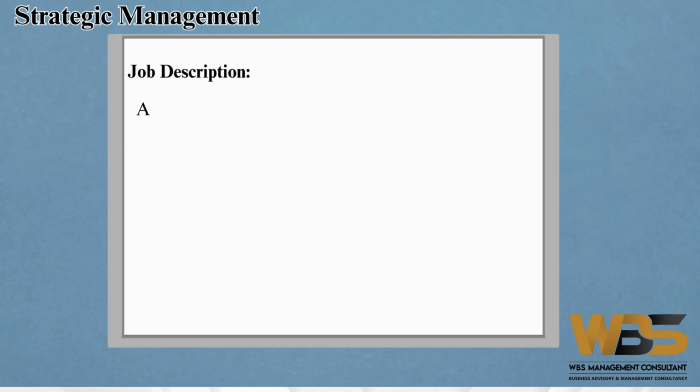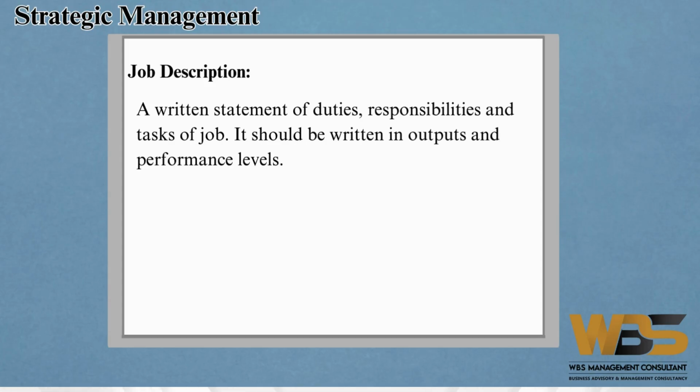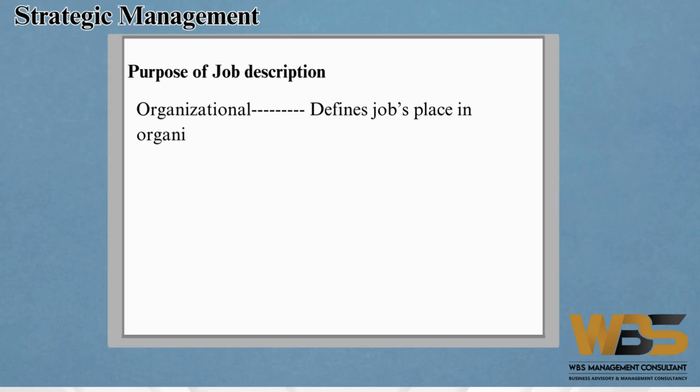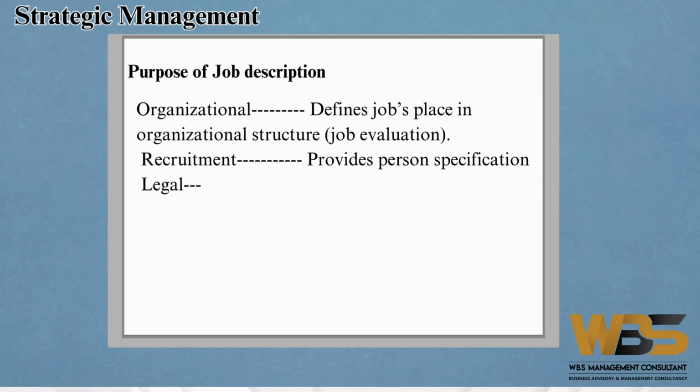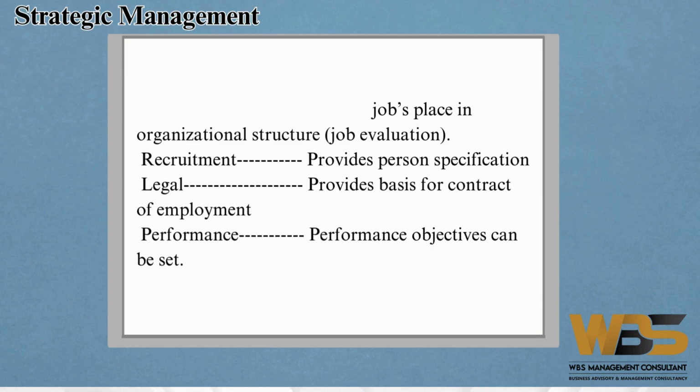Job description. A written statement of duties, responsibilities and tasks of job. It should be written in outputs and performance levels. Purpose of job description. Organizational: defines job's place in organizational structure, job evaluation. Recruitment: provides person specification. Legal: provides basis for contract of employment. Performance objectives can be set.